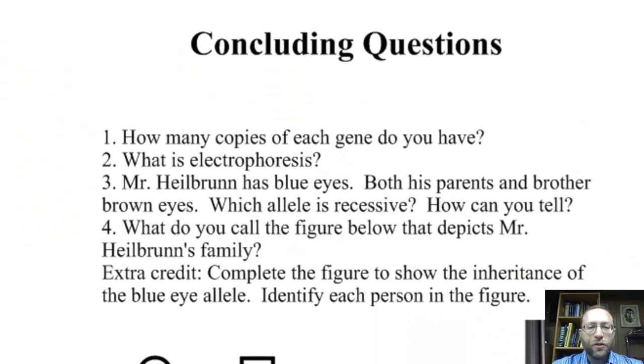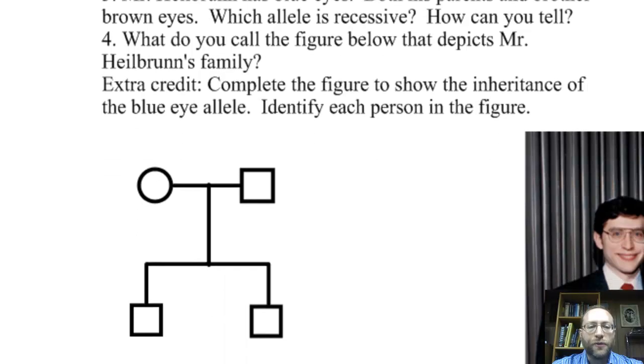Now here's my mother, and she has brown eyes. My father also has brown eyes. And my brother also has brown eyes. Which allele is recessive? So which allele is recessive, brown eyes or blue eyes? How can you tell? Number 4, here we have a chart. What is this chart called? And for extra credit, I want you to complete this figure to show the inheritance of the blue eye allele in my family and identify the 4 of us.